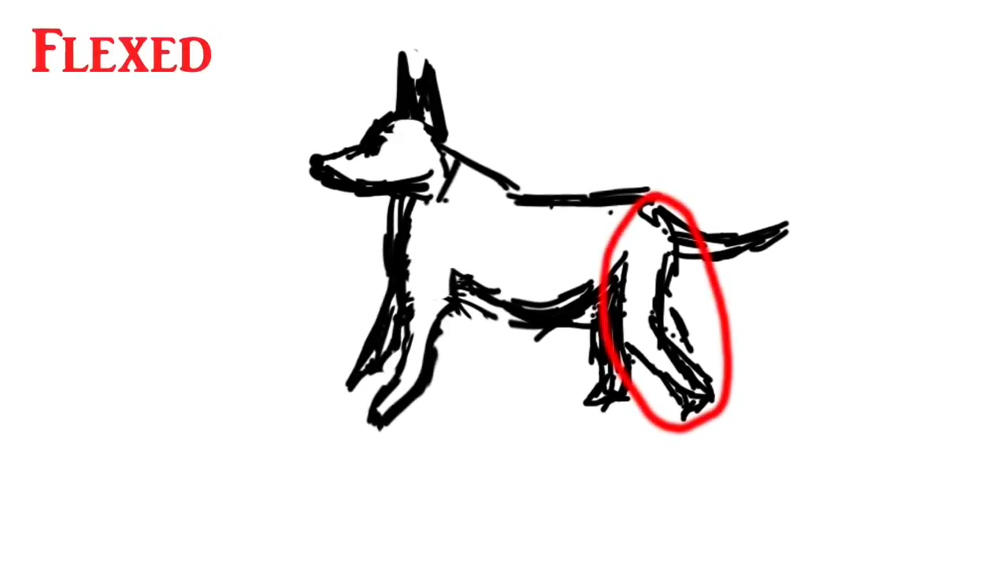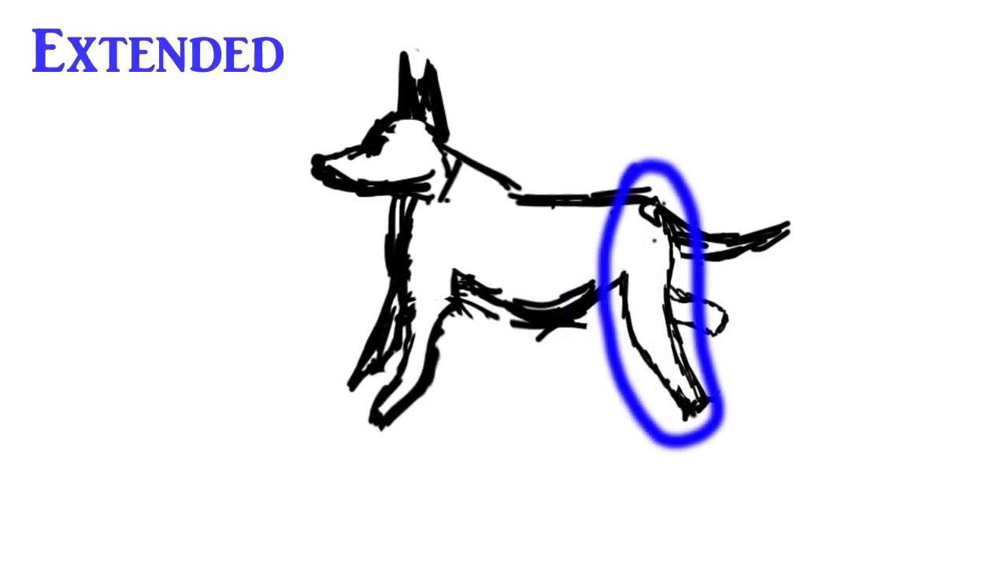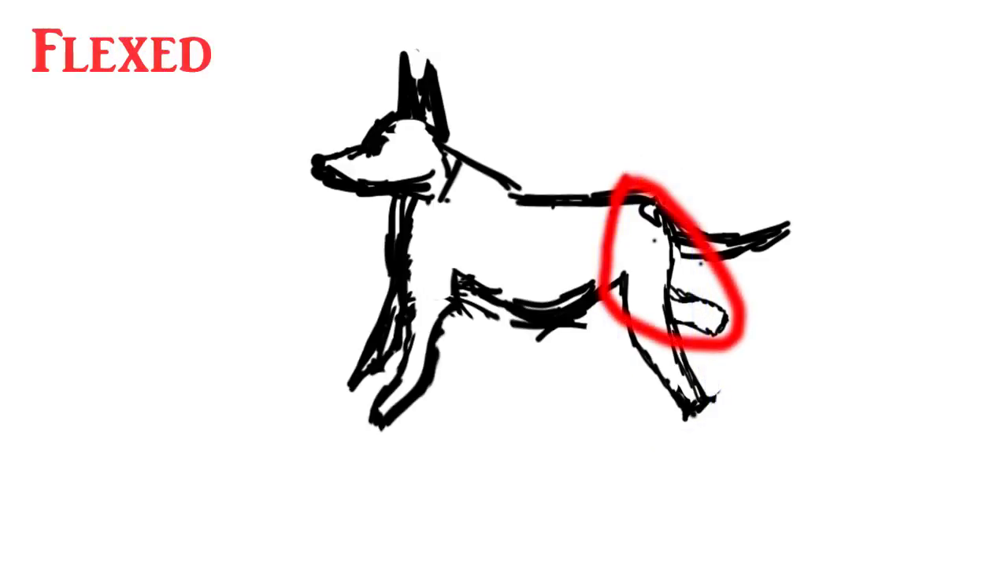In this frame, the near leg is flexed and the far leg is extended. You cannot see the far leg well, but based on the angle of the leg, you can guess it is extended. How about this frame? In this frame, it is the near leg that is extended and the far leg that is flexed.